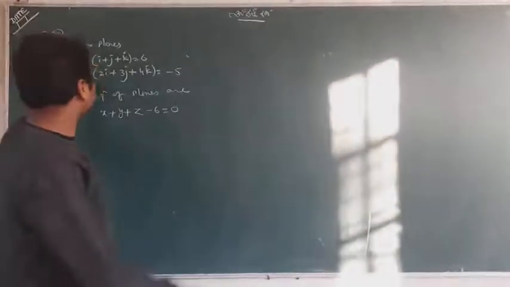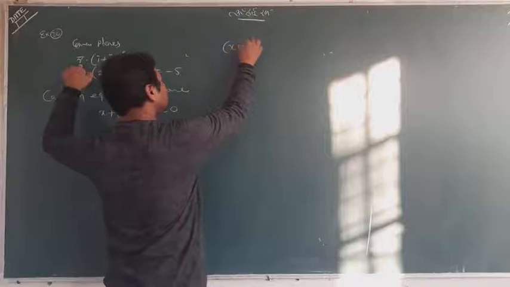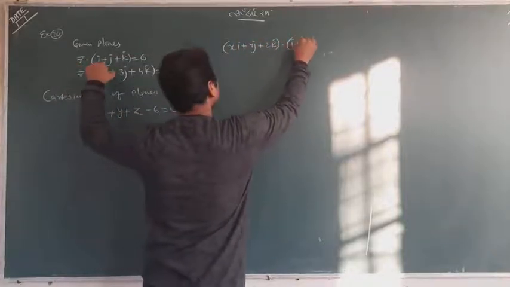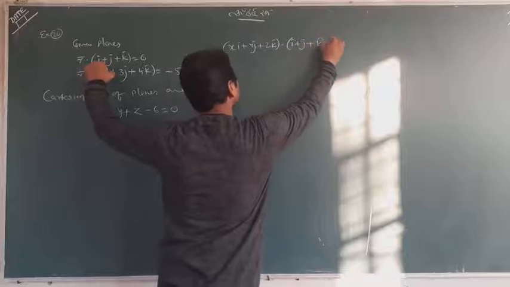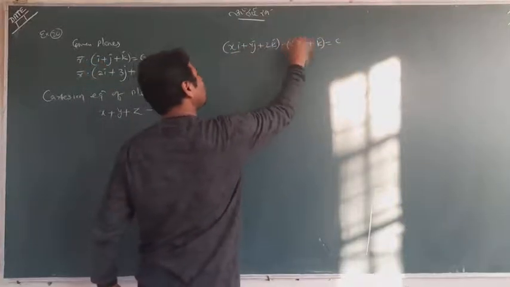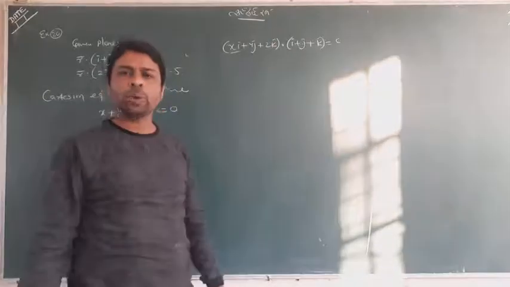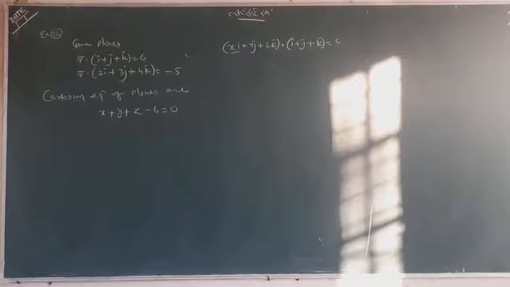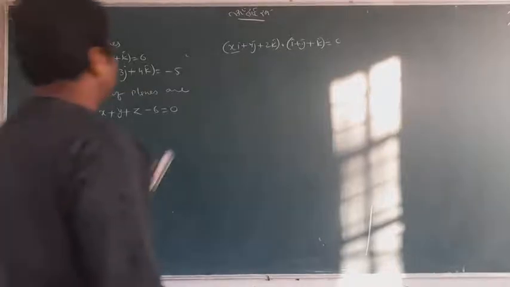Okay, let me explain. r is xi plus yj plus zk always, dot i j k, equal to 6. Can you multiply? x into 1, y into 1, z into 1. The dot product is simple: i with i, j with j, and k with k. So hope it is very easy to one and all. Okay, now students, we have converted.